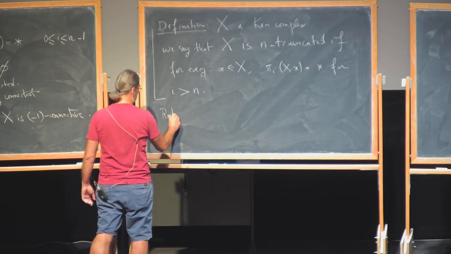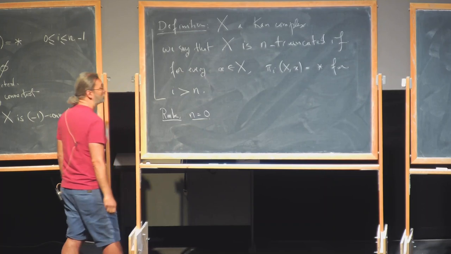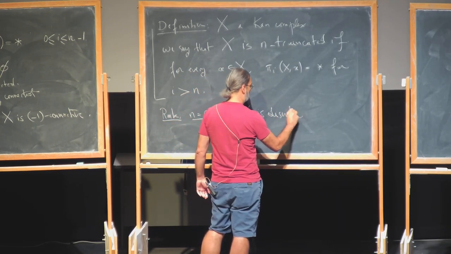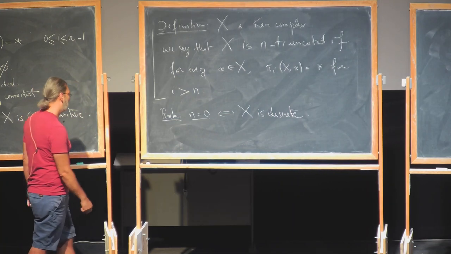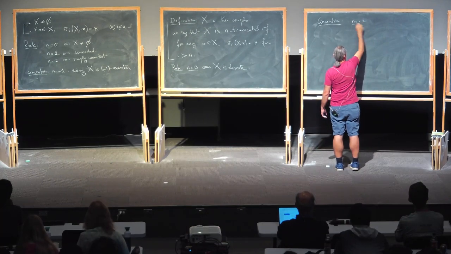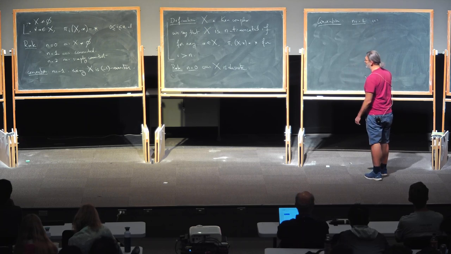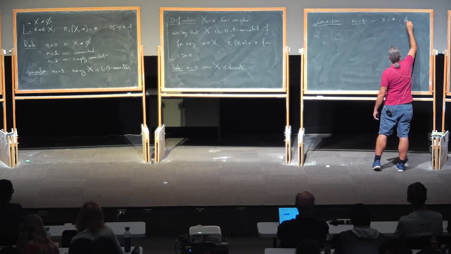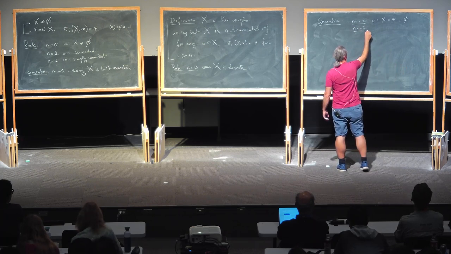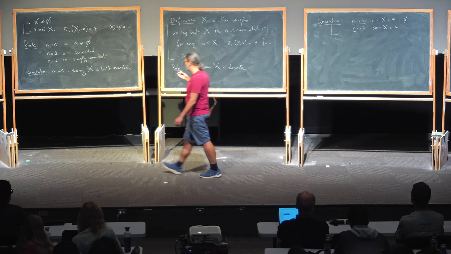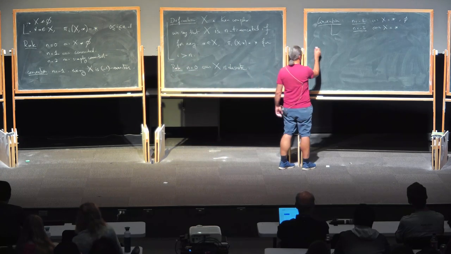Here's maybe a remark again. For n equal 0, being 0-truncated is the same thing as being discrete. And again, we extend this by convention to lower n. For n equal to minus 1, to be minus 1 truncated, X has to be either the contractible set or the empty set. And for n equal minus 2, we declare that this is equivalent to saying that X is contractible. This is just some conventions.